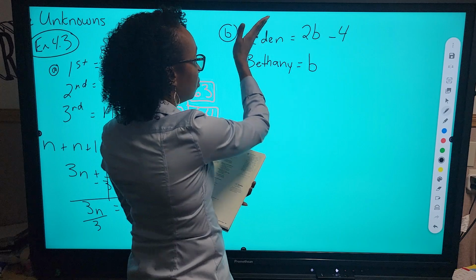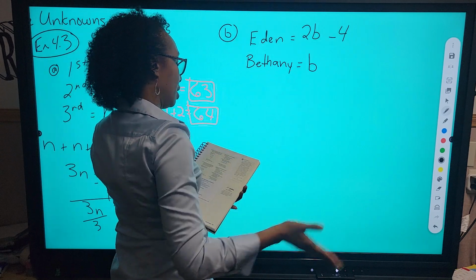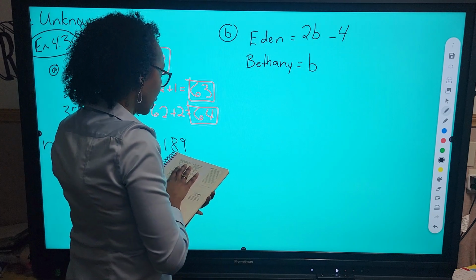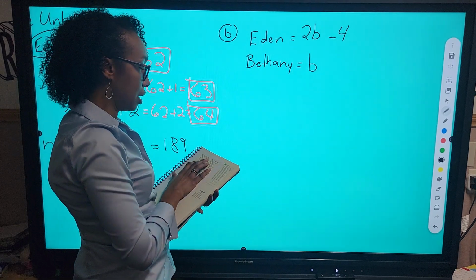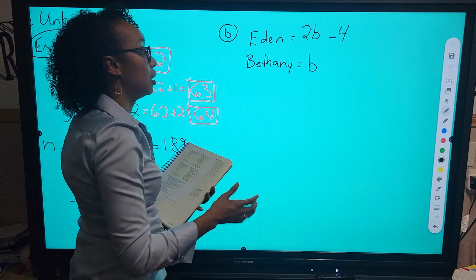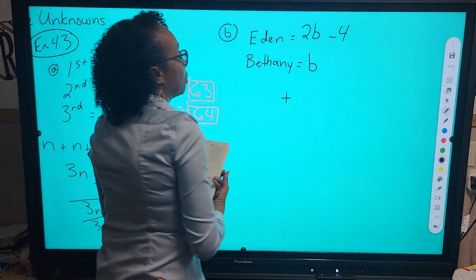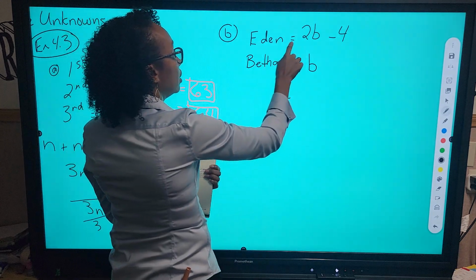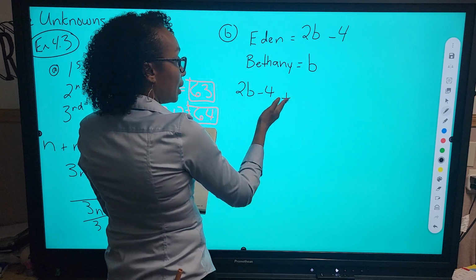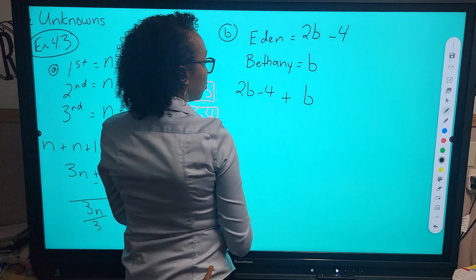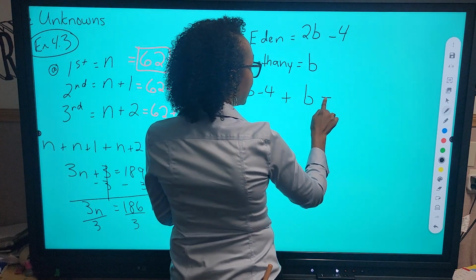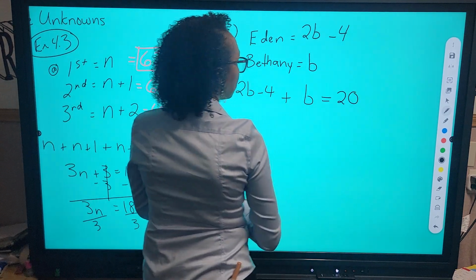Now, I've got Eden and I've got Bethany. Now we'll figure out what last piece of information we need to make our equation. It says, if the sum of their ages is 20, how old is each sister? Well, I know sum means to add. And I'm going to add the 2 together. So Eden is 2B minus 4 plus Bethany, which is B. And then it told me that the sum of their ages is, or equals, 20.